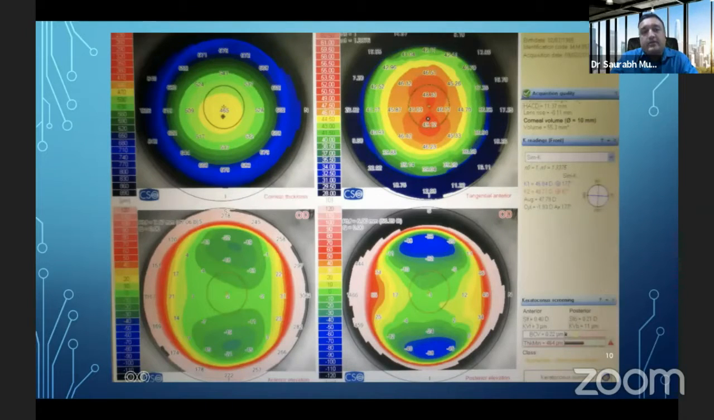We'll call it a forme fruste keratoconus where the thickness is less and the K readings are on a steeper side, 48, 49. So we call it forme fruste keratoconus. It is much better to avoid such patients, as operating on such patients can lead you into trouble.